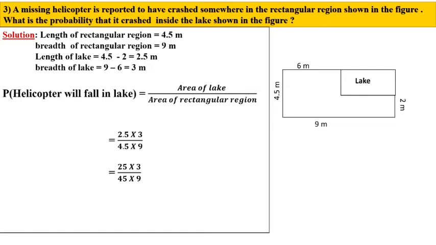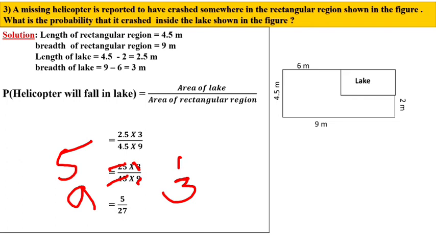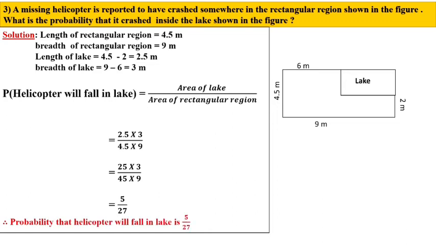We can cut the numerator and denominator, student. 3 1s are 3, 3 3s are 9. Now here what will come? 5 5s are 25, 5 9s are 45. 1 5 is the numerator, and the denominator is what? 9 3s are 27. So here the answer is 5 upon 27. Therefore the probability that the helicopter will fall in the lake is 5 upon 27.